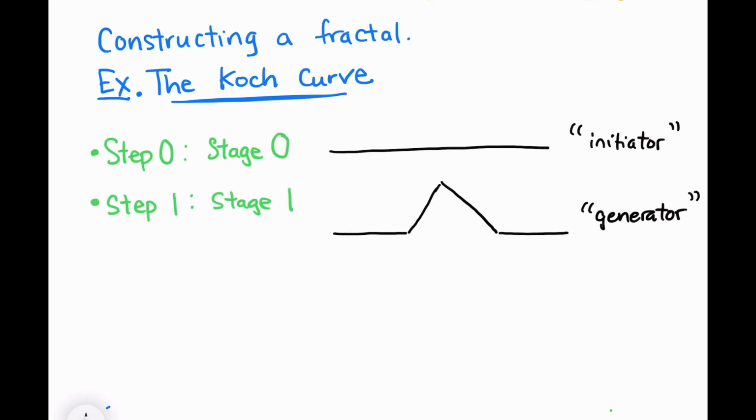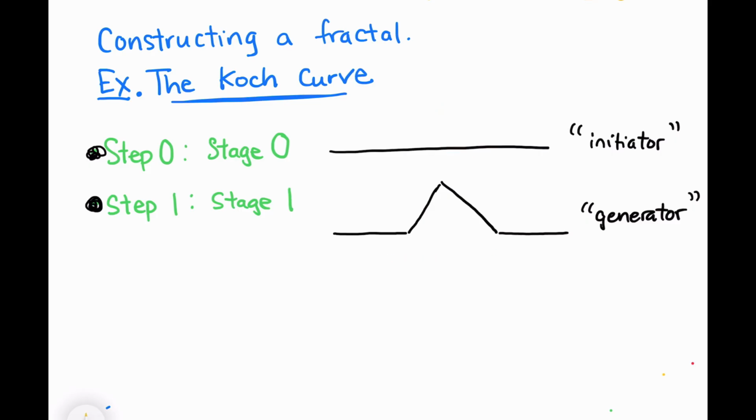So for the Koch curve, in step 0, also called stage 0, the initiator is just a line segment. So we start with a line segment. In step 1, or stage 1, the generator tells me what to do to the line segment. The middle third of the line segment is removed and replaced with an equilateral triangle, but the base of the triangle is also removed. The result is the shape that we see here.